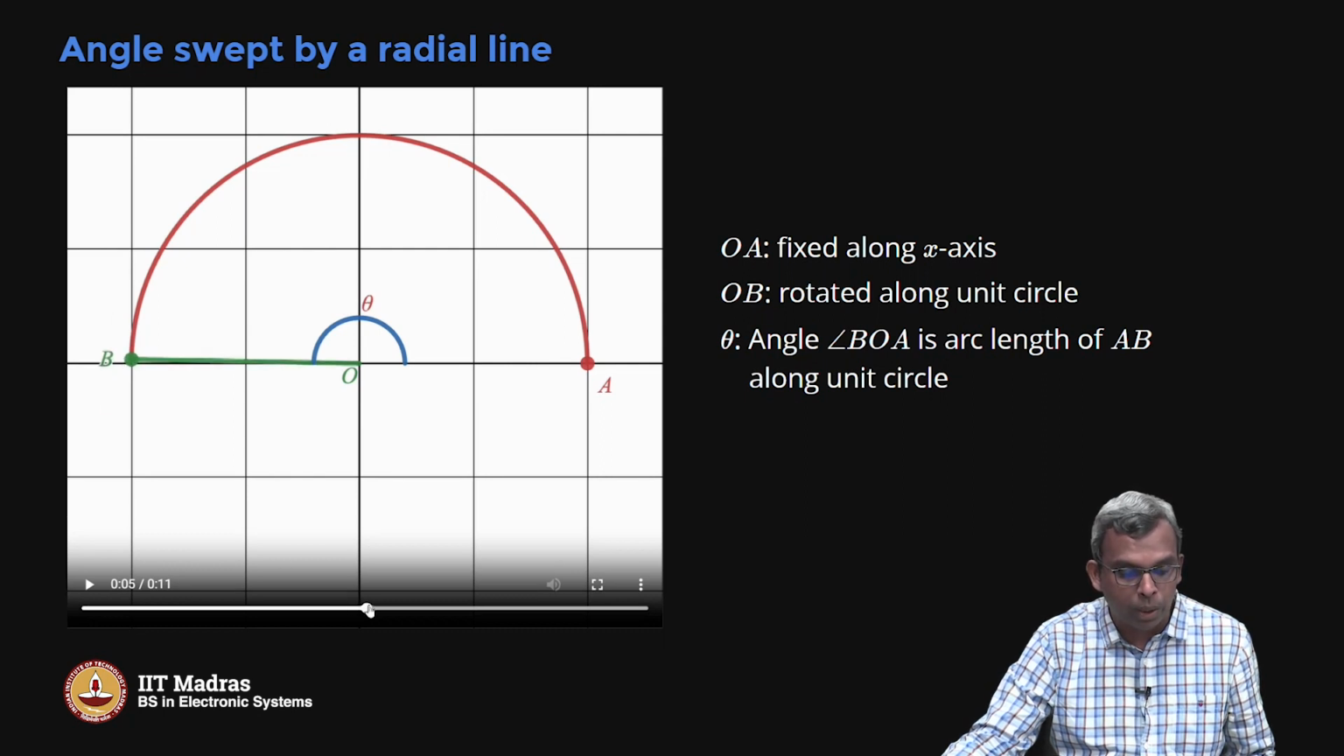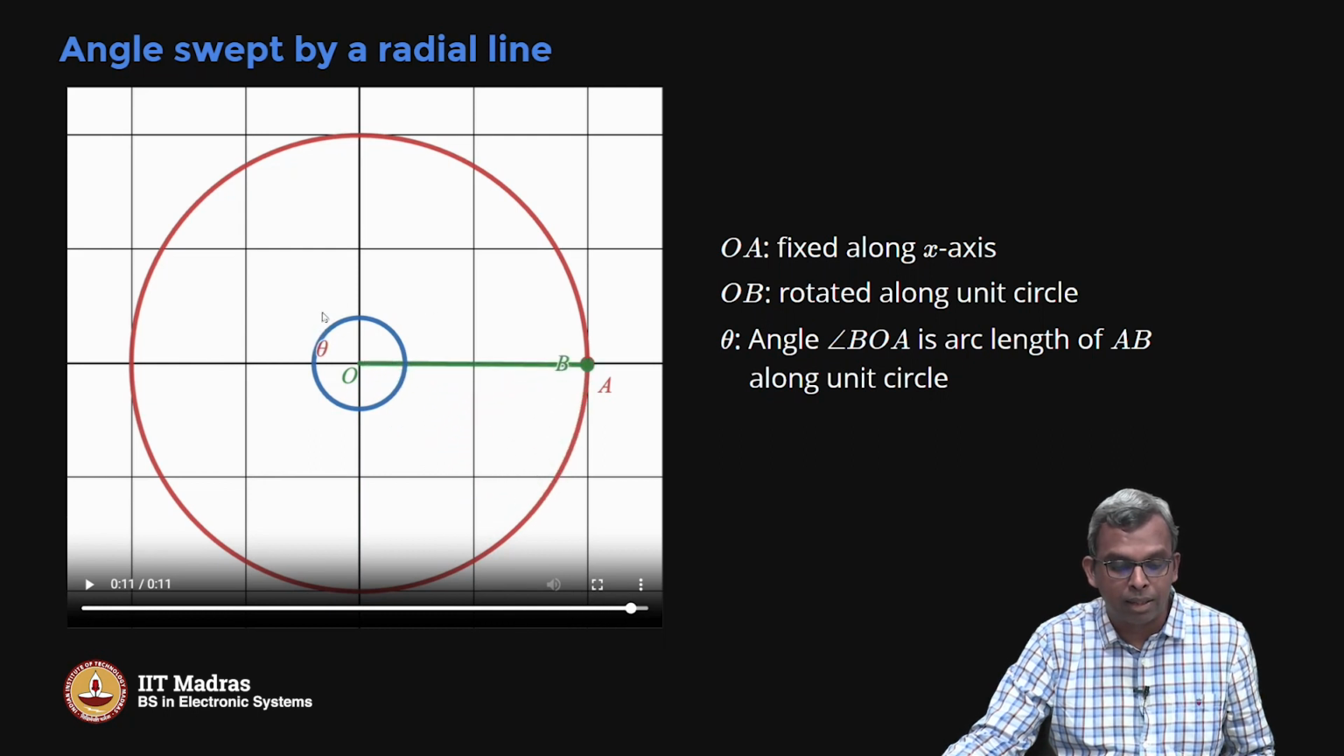And then I keep on moving. I will get 3 pi by 2. Somewhere here I will get 3 pi by 2. And then I keep on moving. Exactly there, I will get 2 pi. Right, so this angle theta is 2 pi. Now this OB has come full complete circle, and you got 2 pi. So hopefully you see this.